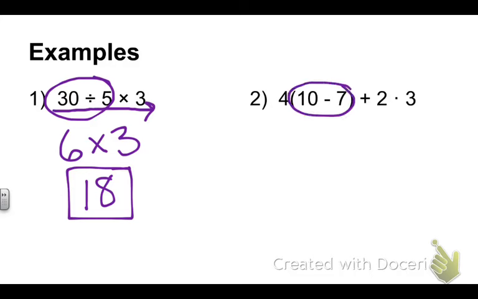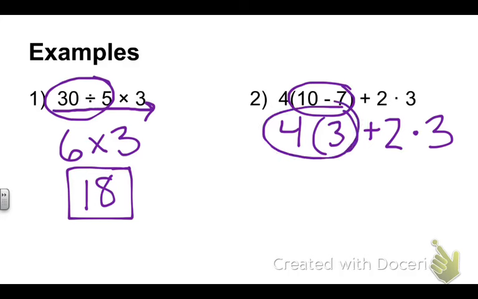10 minus 7 is 3, so it's going to be 4 times 3. Rewrite everything else. Plus 2 times 3. Next step, exponents, there are none. Third step, multiply and divide from left to right. So our first multiplying and dividing is right here, 4 times 3. So 4 times 3 is 12. Rewrite everything.